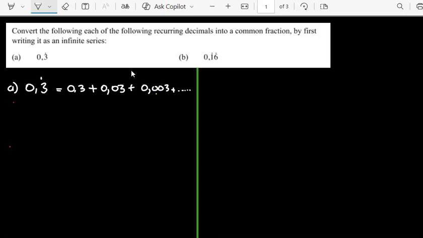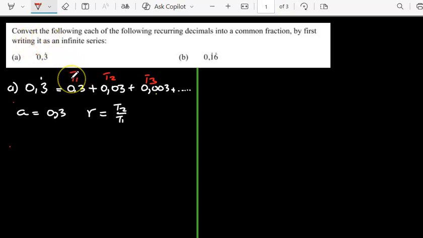Now that you have the infinite series, you can just determine the value of a, which is the first term. The value of a is 0.3, the first term. And what is r? You need to find r. The value of r will be T2 divided by T1. If you still remember, you need to understand what is your term 1, what is your term 2. This is my term 1, this is term 2, this is term 3.